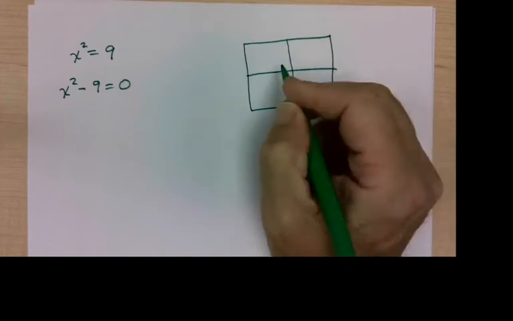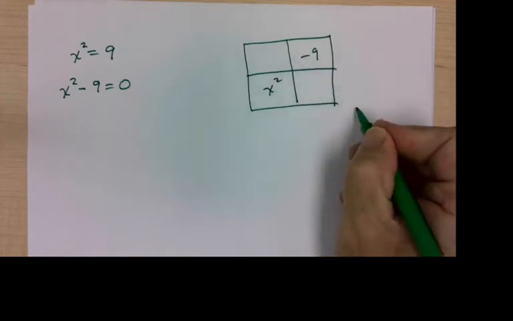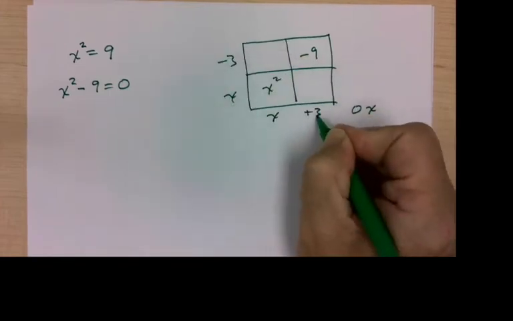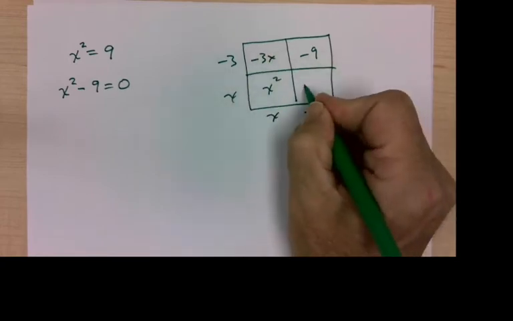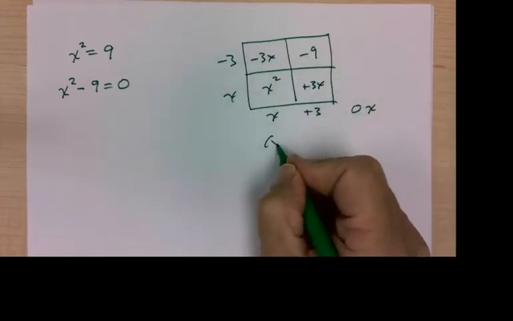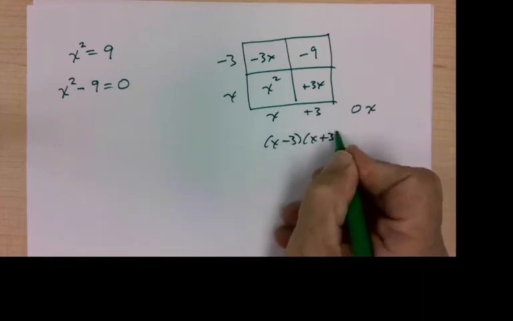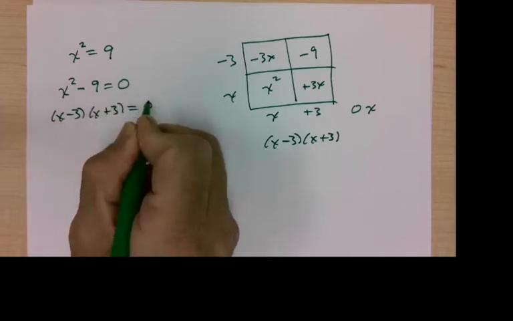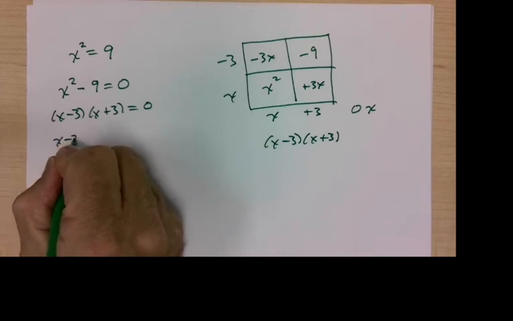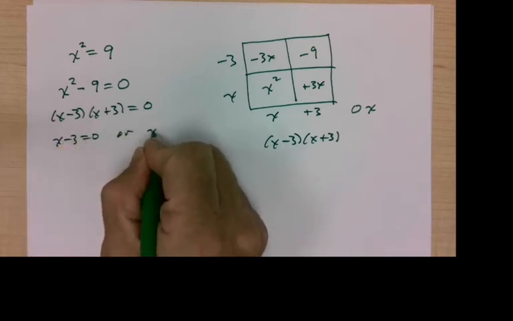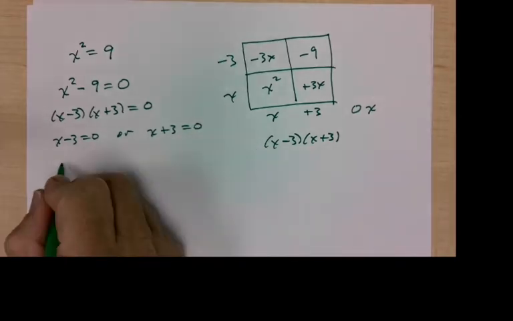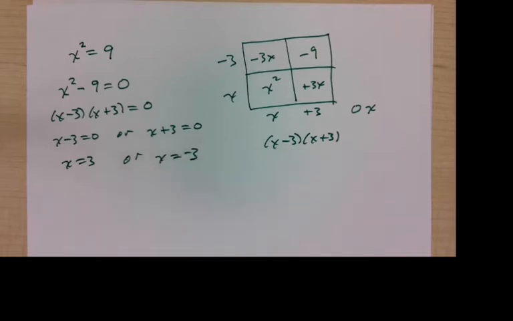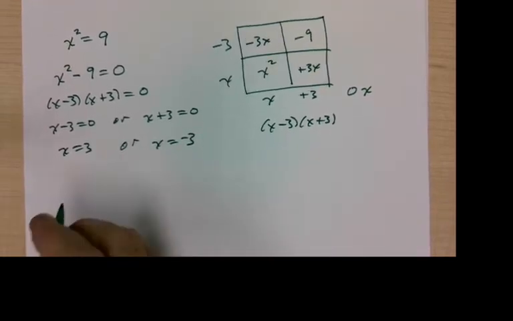X squared minus 9: x squared here, minus 9 here, with 0x in the middle. X times x is x squared, minus 3 times plus 3 is negative 9. We have negative 3x and positive 3x, so my answer is x minus 3 times x plus 3 to factor this. So I get x minus 3 times x plus 3 equals 0, which means x minus 3 is 0 or x plus 3 is 0. If x minus 3 is 0, x is 3. If x plus 3 is 0, x is negative 3. So our answer to this question is the set of values 3 and negative 3.